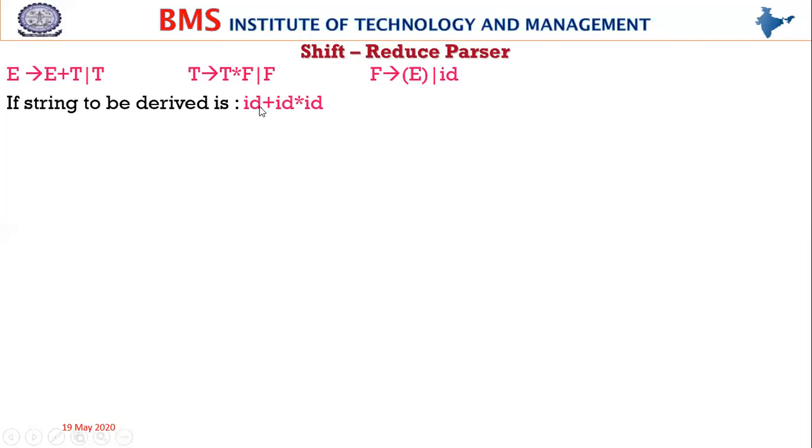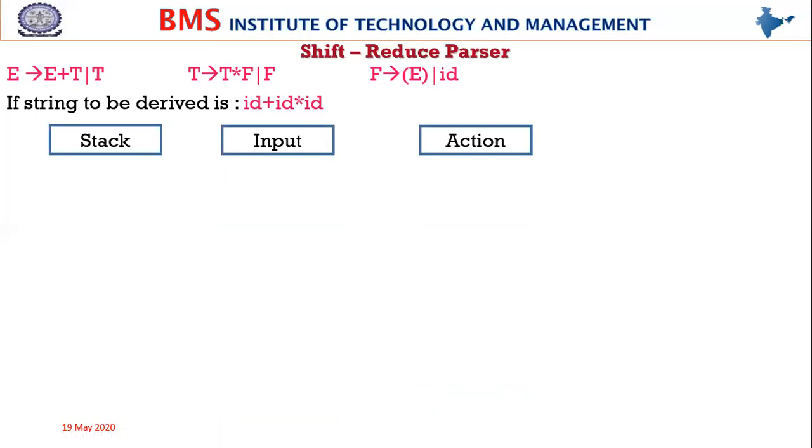We have taken a slightly different string, ID plus ID star ID. Now this is the actual way the parsing will happen. The initial state of the stack has only dollar, marking the end, and the input is terminated by dollar: ID plus ID star ID. The first action we take is shift. Obviously when we start parsing, we should move a symbol from the input buffer to the stack. Until we have a substring on the stack, we cannot reduce. Fine, shift ID, that's what we did.